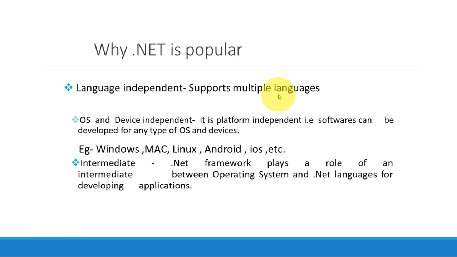Next point, operating system and device independent. It is platform independent. That is, software can be developed for any type of operating system and device, for example, Windows, Mac, Linux, Android, iOS, etc. It acts as an intermediate. The .NET framework plays the role of an intermediate between the operating system and the .NET languages for developing applications, because our computer does not understand these languages, say for example VB.NET, ASP, etc. and the .NET acts as an intermediator between the operating system and the languages, as we have discussed before also.